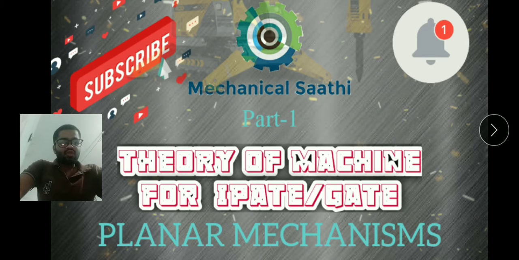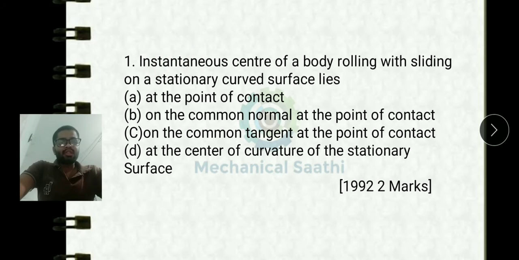So let us move forward. The first question was asked in 1992 for 2 marks. Let us understand this question better. The instantaneous center of a body rolling with sliding on a stationary curved surface lies where? We need to find out. The first option is at the point of contact. The second option is on the common normal at the point of contact. The third option is on the common tangent at the point of contact. The fourth option is at the center of curvature of the stationary surface.